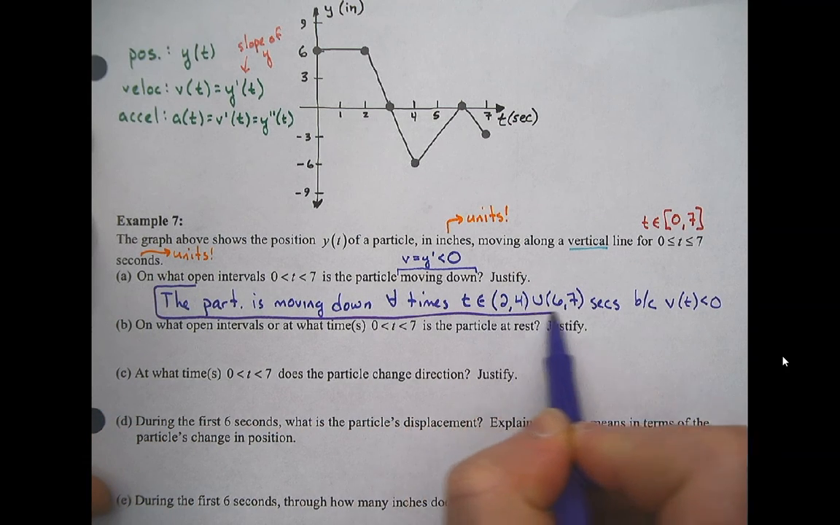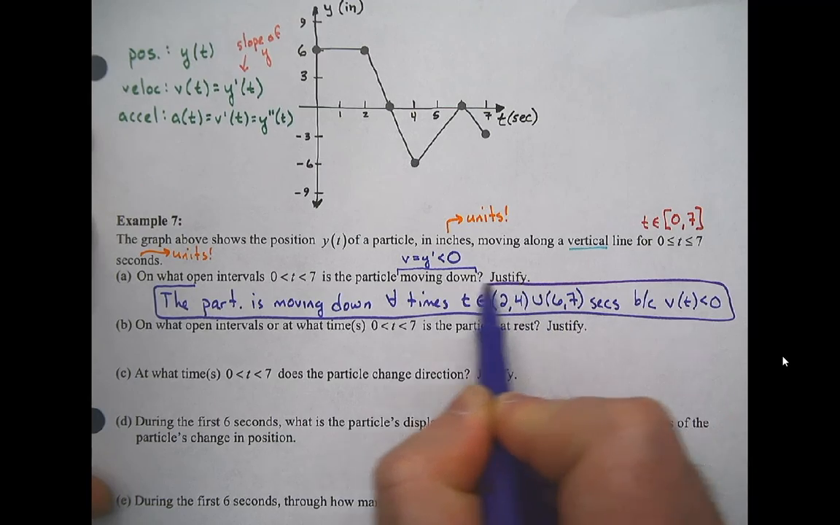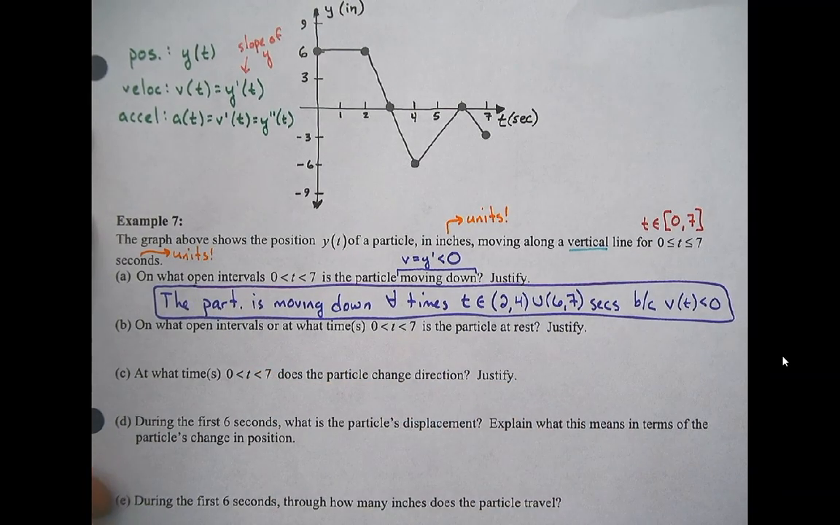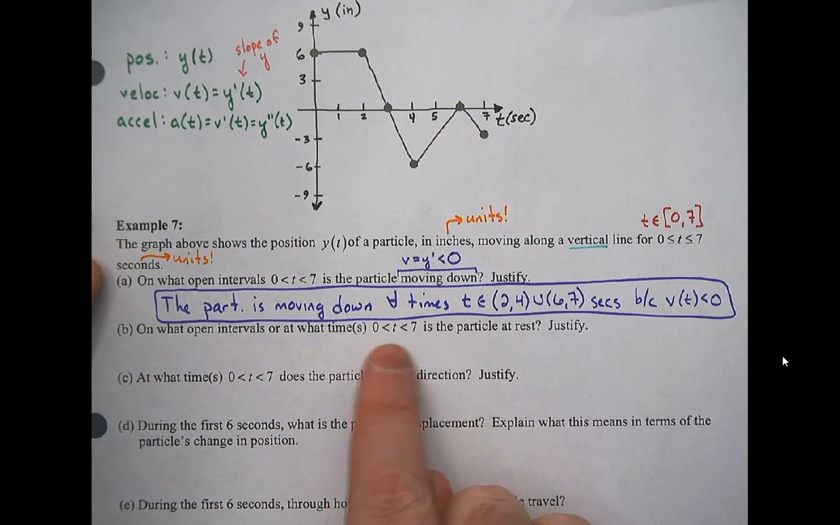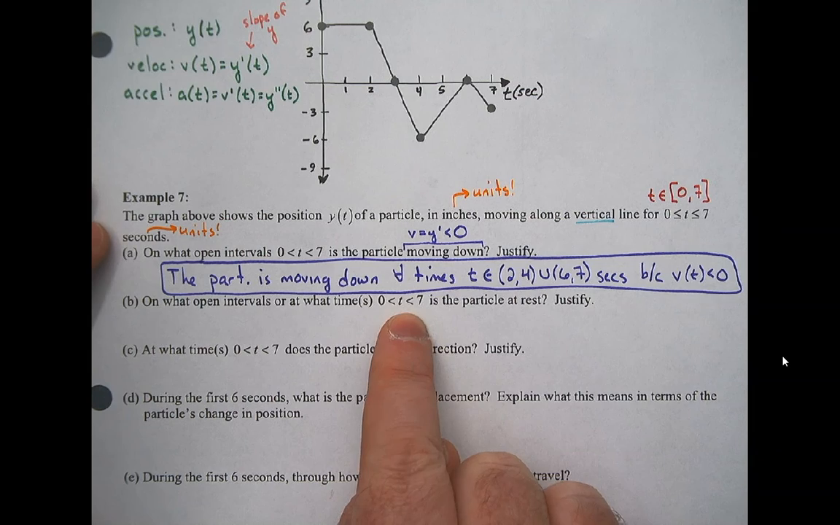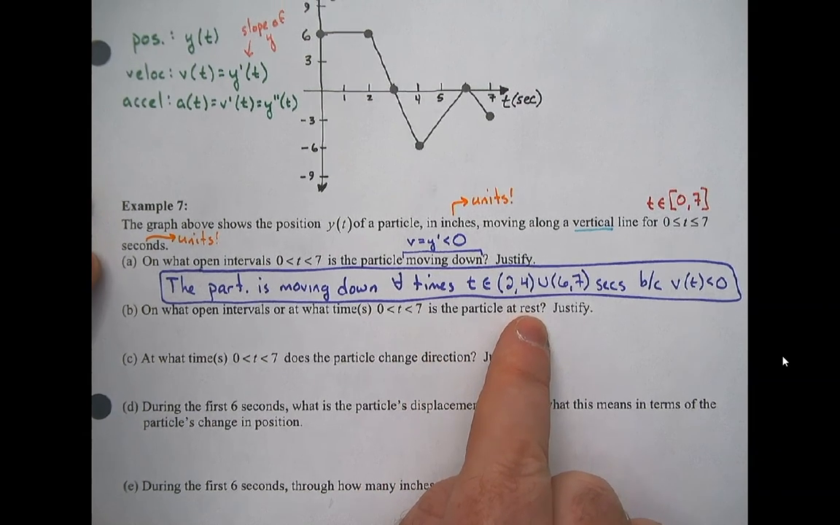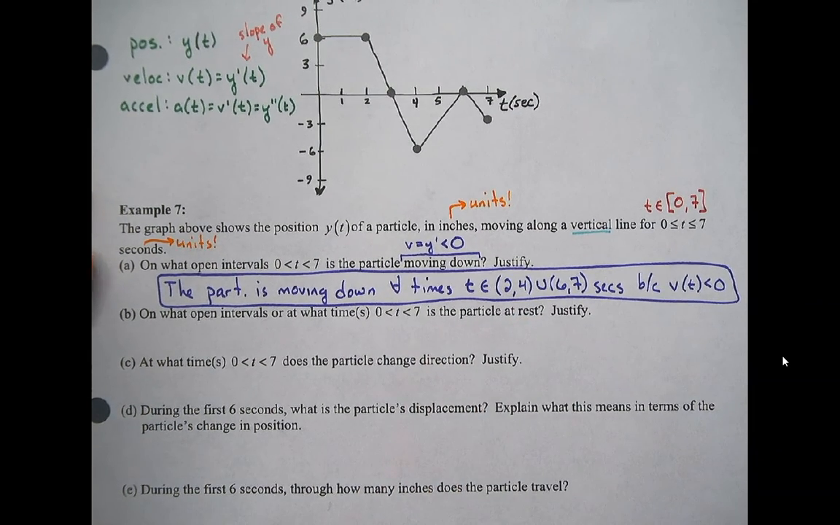My particle is moving downward because my velocity is less than 0. On what open intervals, or at what times from 0 to 7, again, we're not including 0 or 7, is the particle at rest? So that would be, when is my particle at rest? That's when the velocity is 0.